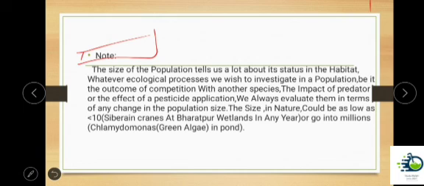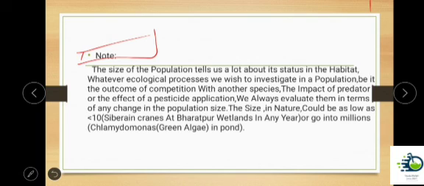The size of a population tells us a lot about its status in the habitat. Whatever ecological processes we wish to investigate in a population, be it the outcome of competition with another species, the impact of a predator, or the effect of pesticide application, we always evaluate them in terms of any change in population size.